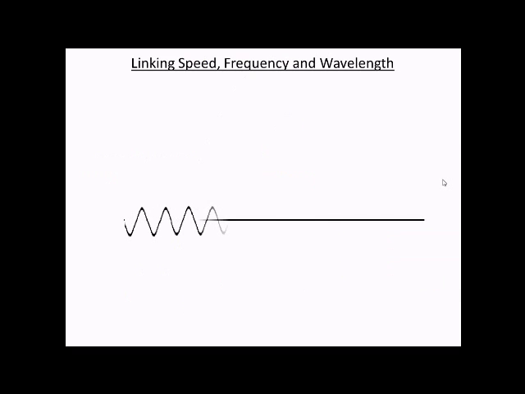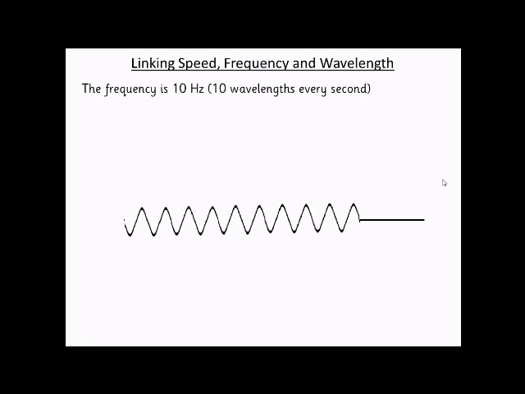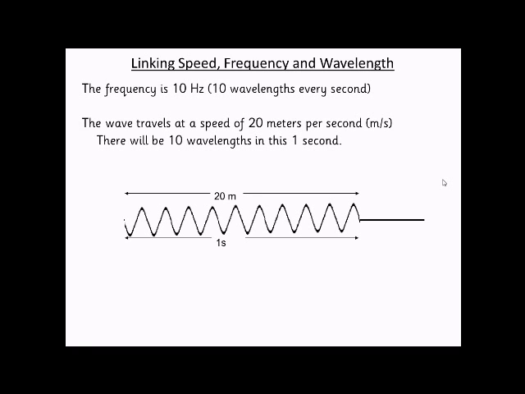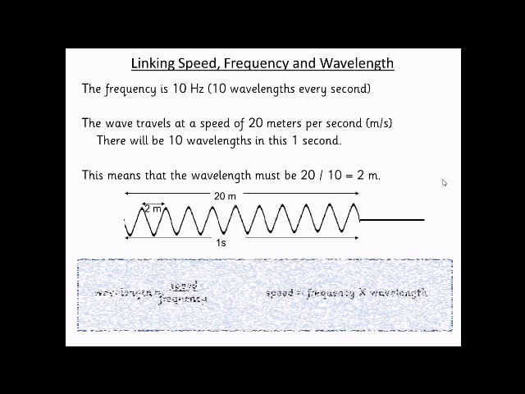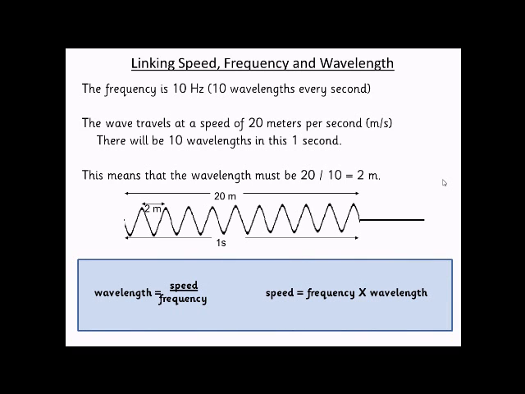So linking these properties together, let's just have a look at a practice example. If we have a frequency of 10 hertz, that means we get 10 waves every second. If the wave is traveling at 20 meters per second, we're asked to find out the wavelength. So the rearranged equation would be wavelength equals speed divided by frequency. So we get 20 divided by 10, get a wavelength of 2 meters. And that's just showing you the rearranged version of the equation that we've used.